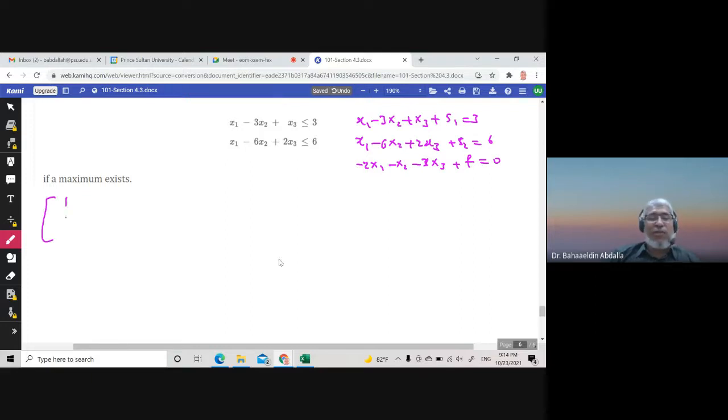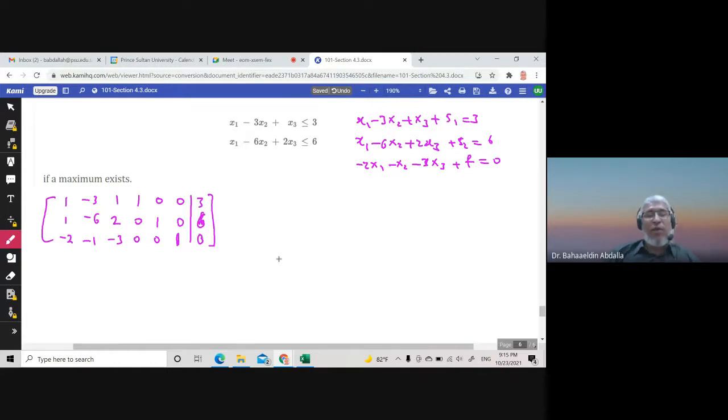Coefficients of x1, coefficients of x2, coefficients of x3, coefficients of s1, coefficients of s2. Notice here that for the coefficients of f, there are three variables, but two equations, two constraints. So there are two slack variables. So the number of slack variables depends on the number of constraints.